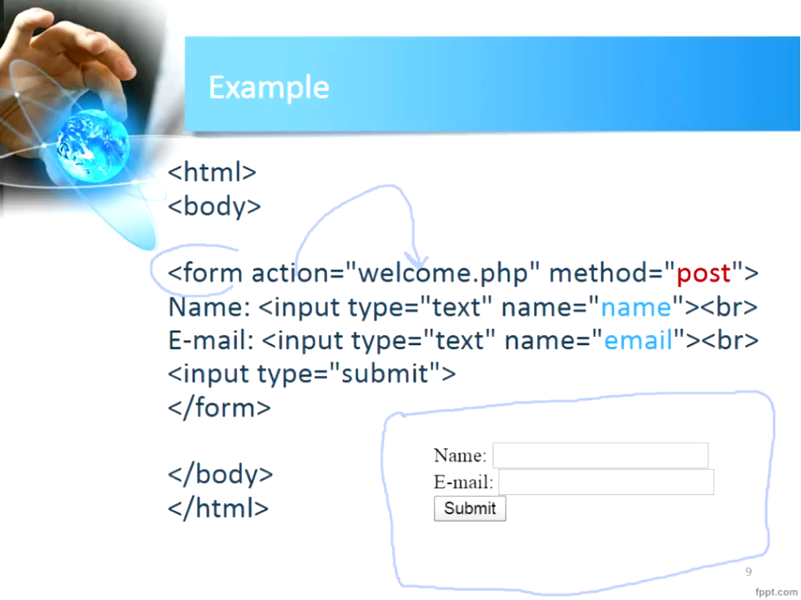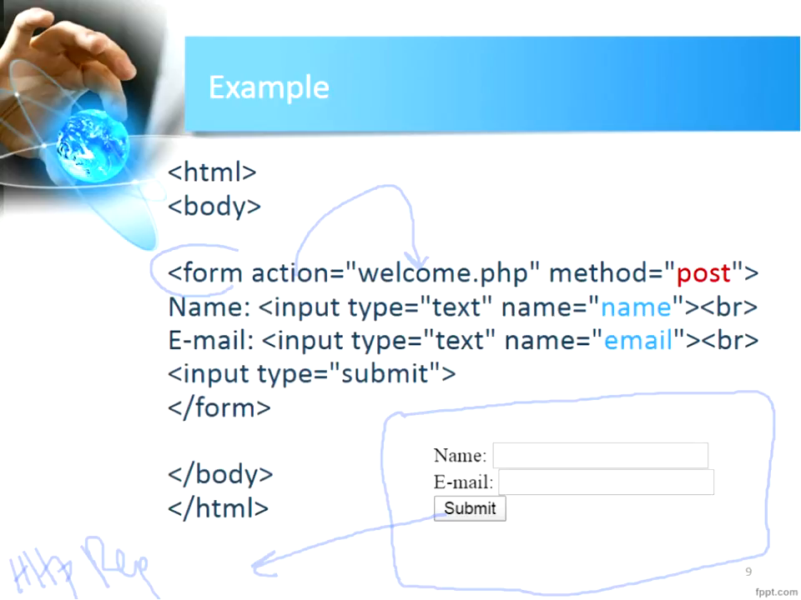After that, name: input type equal text, name equal name. After that, email: input type equal text, name equal email. After that, input type equal submit. So here, if I click on submit, I will send an HTTP request.